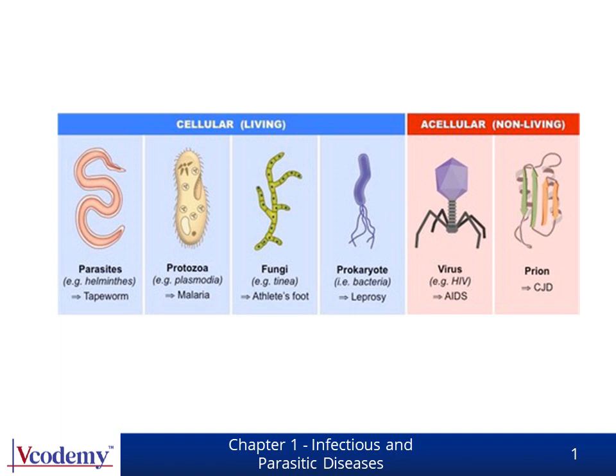As you can see in the slide, these are some of the parasites: protozoa, fungi, prokaryote, virus, prion. Some are acellular, some are cellular, which cause all kinds of diseases in humans. So we need to code each disease with a code from this chapter. The chapter starts with the letter A, and you will be using the letter B also for picking codes from this chapter, A and B.